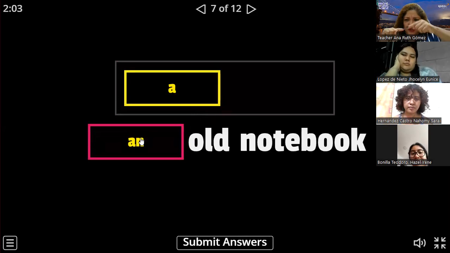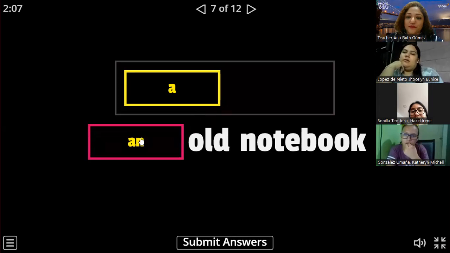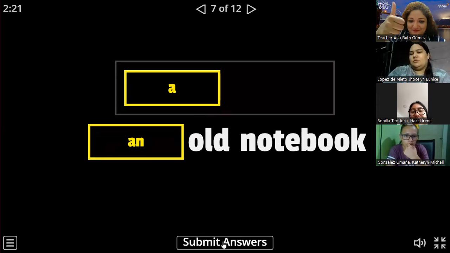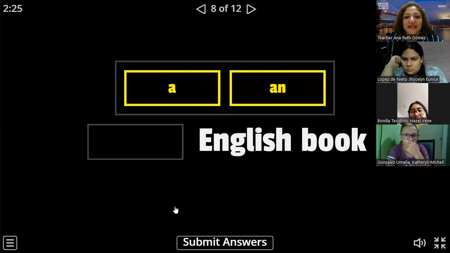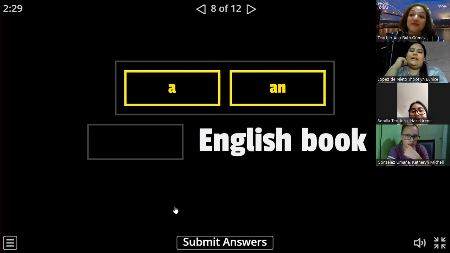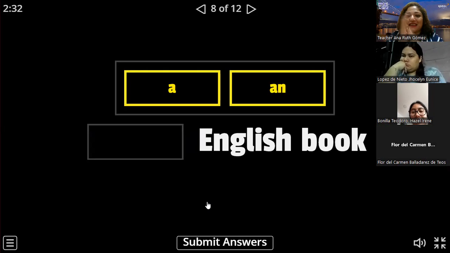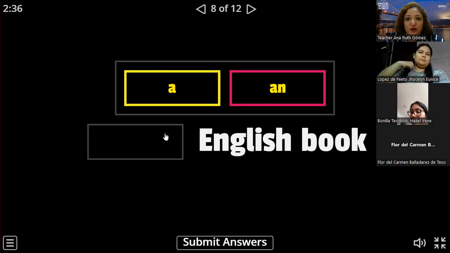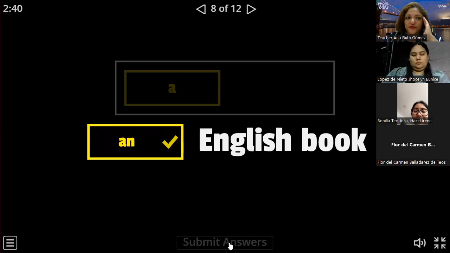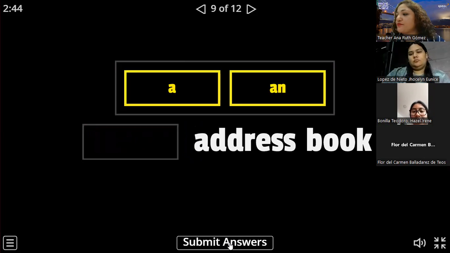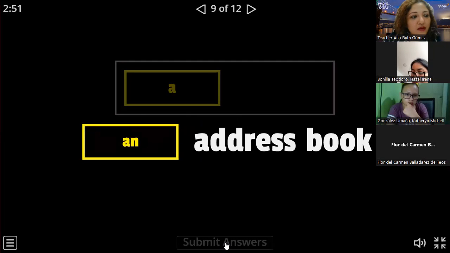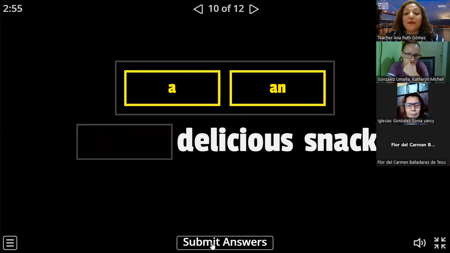An old notebook. Okay. But I want you to join, all right? An old notebook. Excellent. Very good. What about the next? An English book. Excellent. Very good. The pronunciation is good. An English book. All right. No lo separemos. Okay. What about the next one? An address book. Excellent. What about the next one?